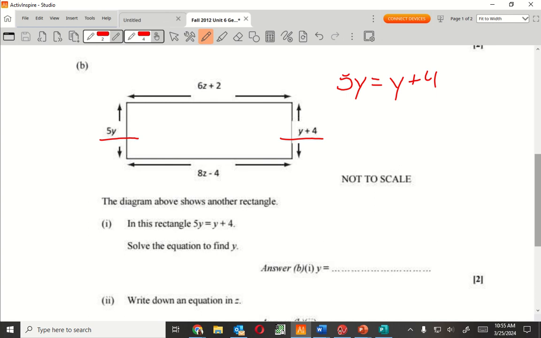So I want to get y by itself. Let's move the y first. So let's subtract 1y. How many y's if I subtract 1y? 4y equals 4, right? And then I need to divide both sides by 4. Very good. Y is 1. So that's the first aspect, for this one right here.